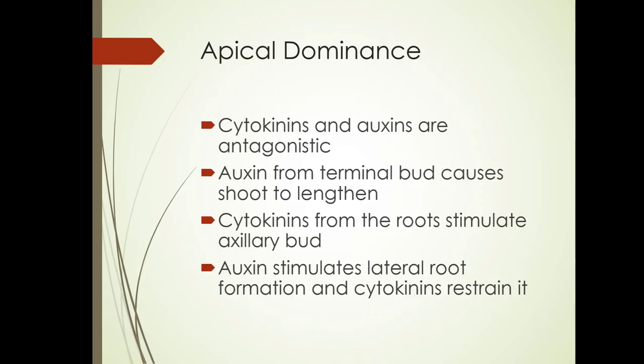Auxin from the terminal bud causes the shoot to lengthen. Cytokinins from the root stimulate the axillary buds. Auxin stimulates lateral root formation, and cytokinins restrain it.